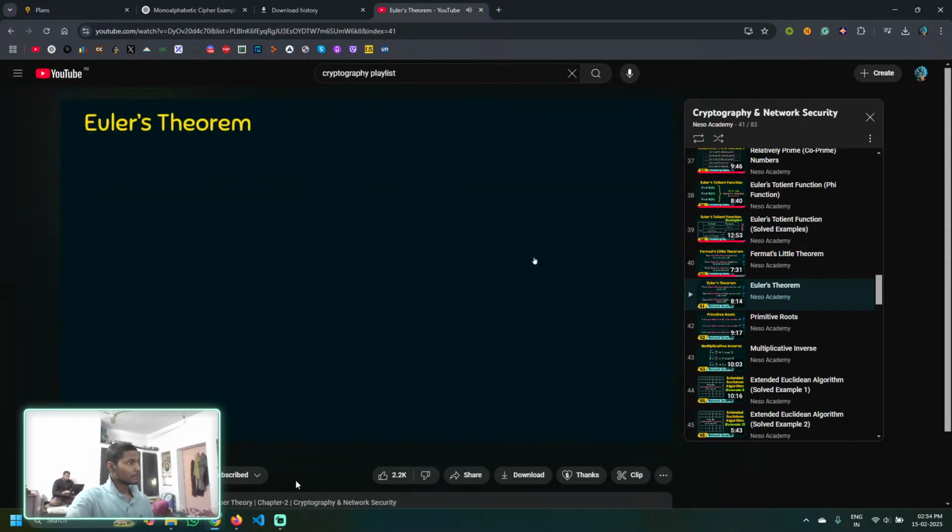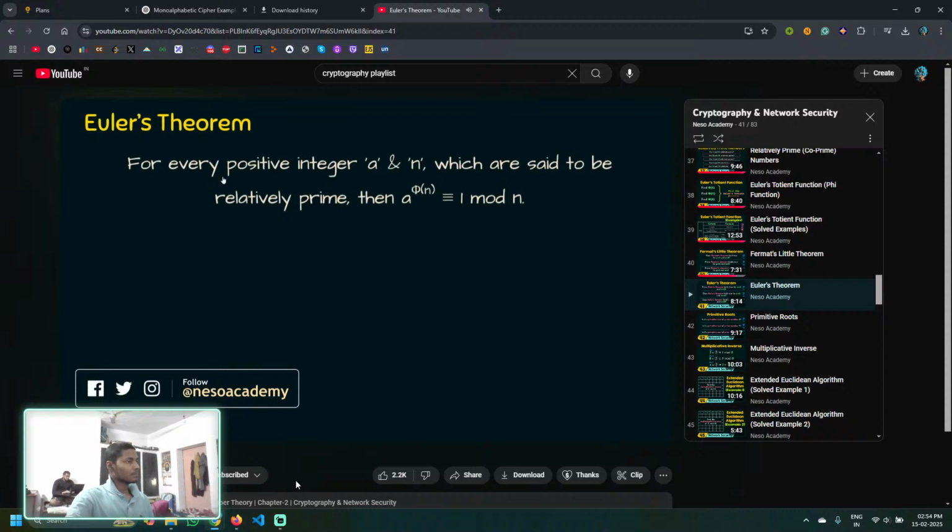Without waiting, let's see what Euler's theorem states. The theorem states that for every positive integer a and n, which are relatively prime, a power phi of n is congruent to 1 mod n.